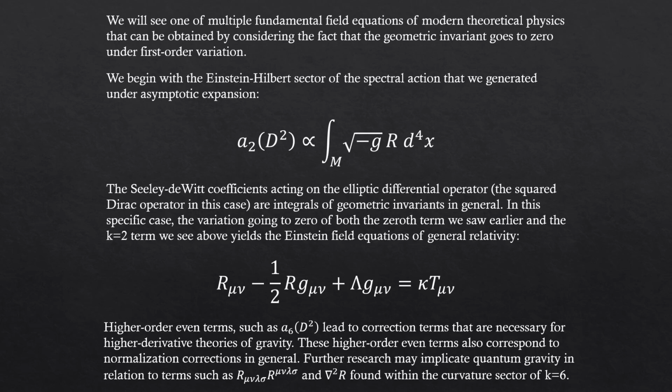And these higher order even terms also correspond to normalization corrections in general to gauge fields and other principles. Further research may also implicate quantum gravity in relation to terms such as these rank 4 Riemann curvature tensor products, and, for example, a Laplacian of Ricci curvature scalars and, again, more general derivative theories. And these alone can just be found within the curvature sector of k equals 6. This doesn't include matter and all these other types of non-abelian extensions. There's a whole lot more going on than just the curvature sector, and yet we can see all of this just within that section.